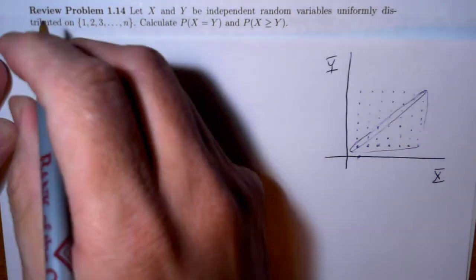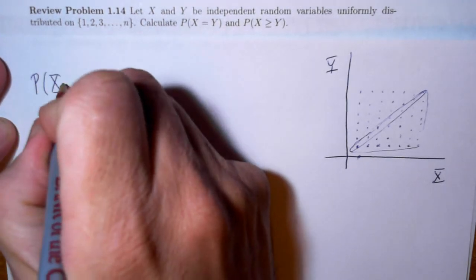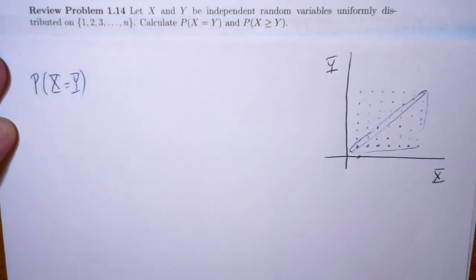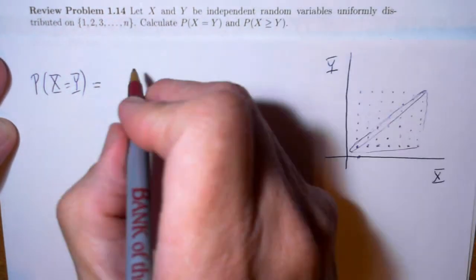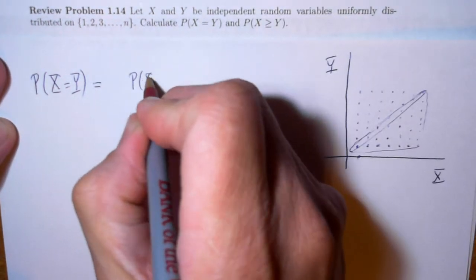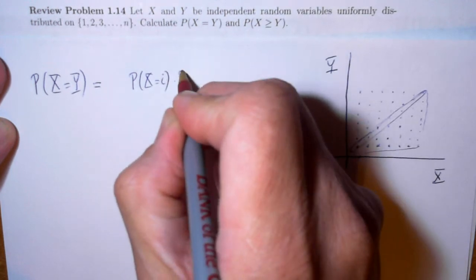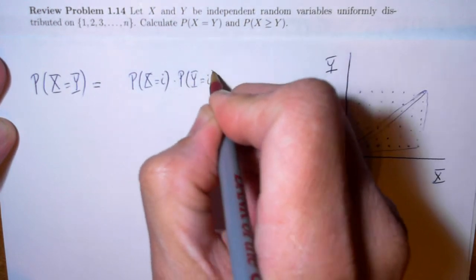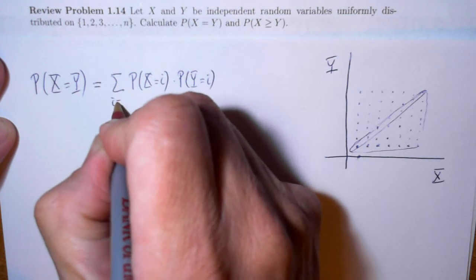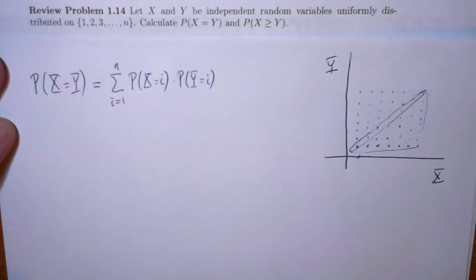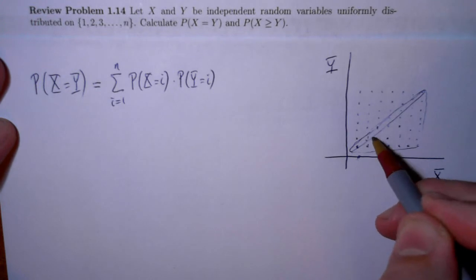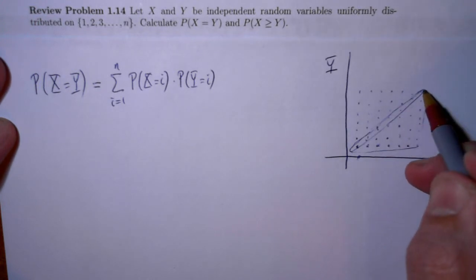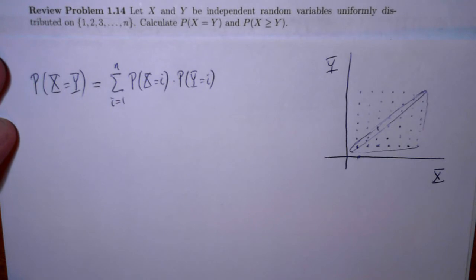First off, we compute the probability that x is equal to y. Okay, so this is equal to, well, there are several things that can happen. This is the chance that x is equal to some number and y is equal to some number, and I add up over all of the possible numbers. So x can be 1 and y can be 1, x can be 2 and y can be 2, x can be 3 and y can be 3, all the way up to n and n.